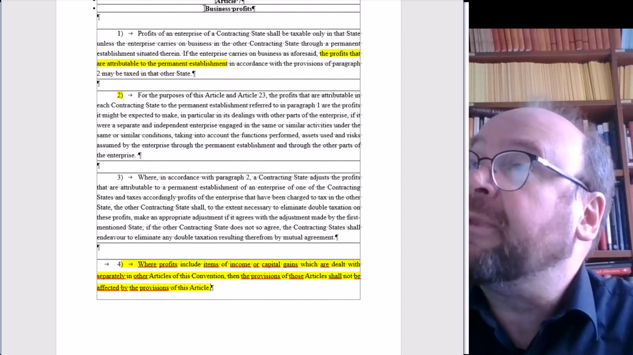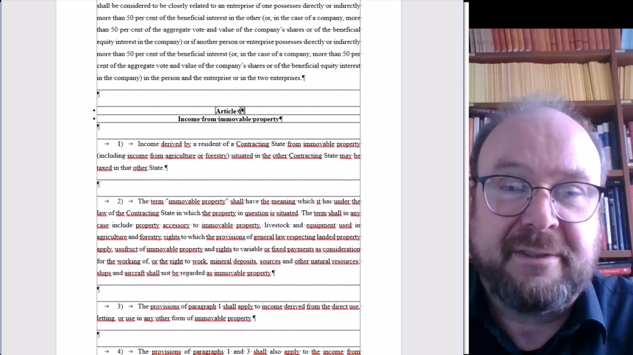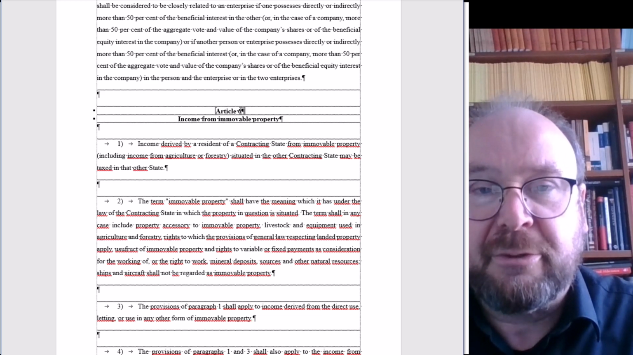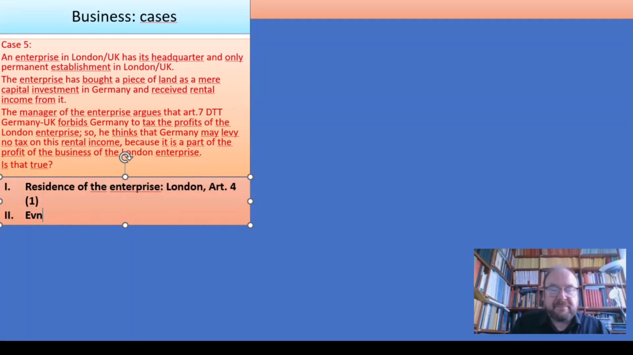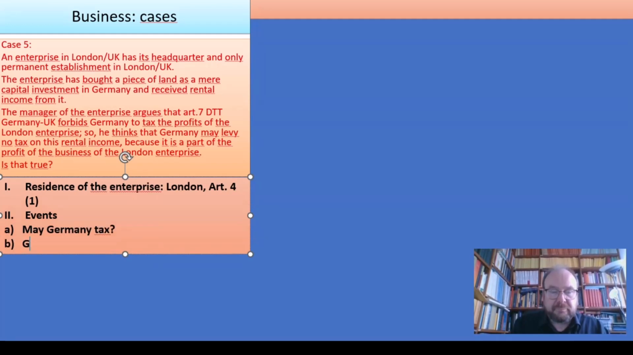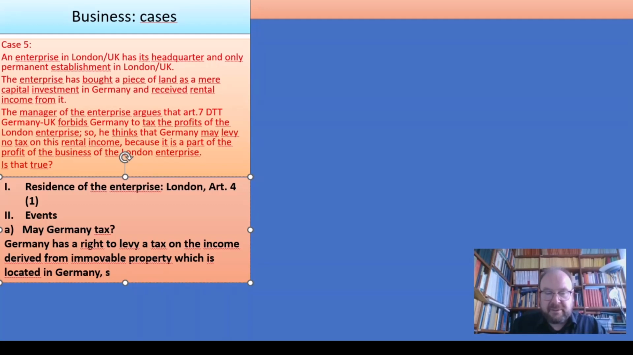The source country can still tax. And Article 6 said, yes, rental income can be taxed where the piece of land or the building is located. So that is the conclusion which we can draw. So let's begin again with the residence of the taxpayer. That's London under Article 4.1. May Germany tax? Germany has a right to levy a tax on the income derived from immovable property which is located in Germany. See Article 6.1, DTT Germany UK.